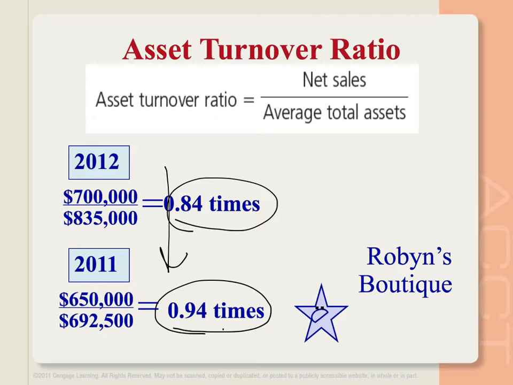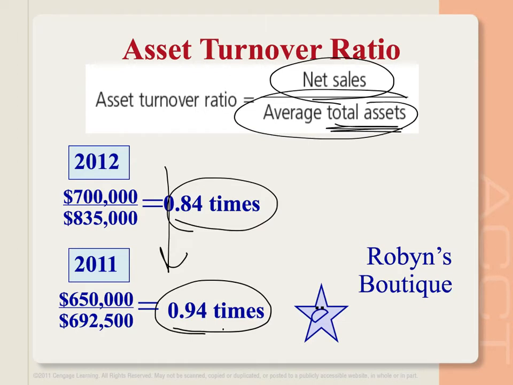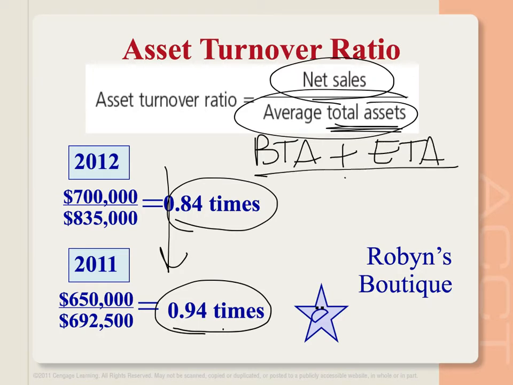The way that we calculate that is we take the net sales from the income statement over the average total assets. That would be beginning total assets plus ending total assets divided by 2. So by now you're probably getting the feeling that I'm going to need that cheat sheet from the back of the book, and I'm just going to need to be able to do some math on my trusty new calculator.